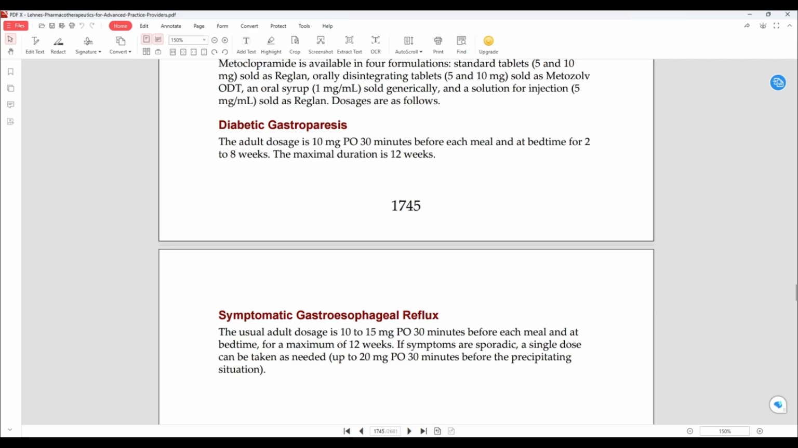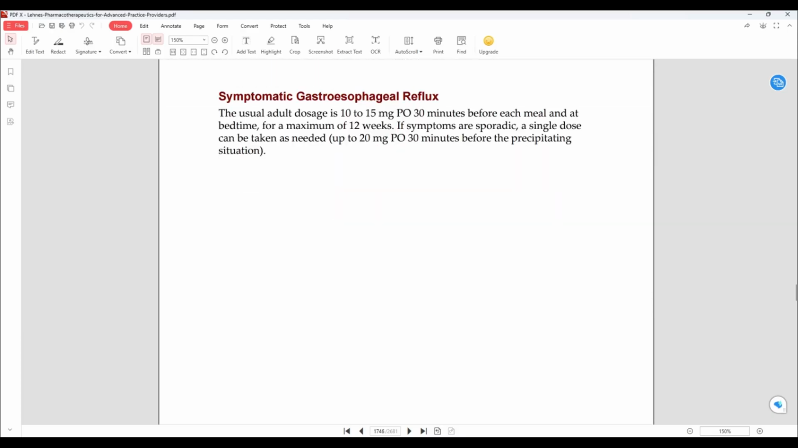For diabetic gastroparesis, the adult dose is 10 milligrams 30 minutes before each meal and at bedtime for 2 to 8 weeks, for up to 12 weeks. For symptomatic gastroesophageal reflux, the usual dose is 10 to 15 milligrams orally 30 minutes before each meal and at bedtime, again for a maximum of 12 weeks. If the symptoms are sporadic, a single dose can be taken as needed, up to 20 milligrams orally 30 minutes before the precipitating situation.